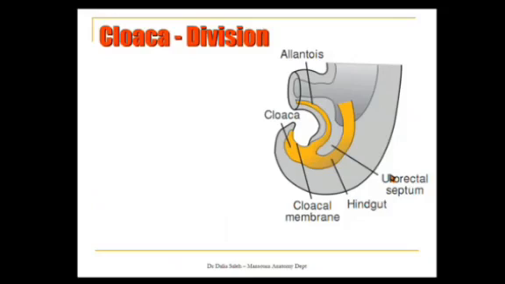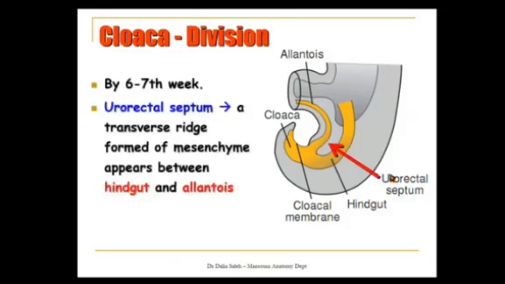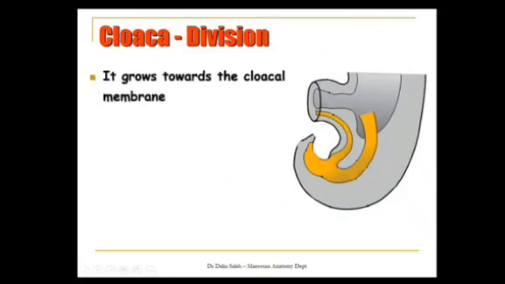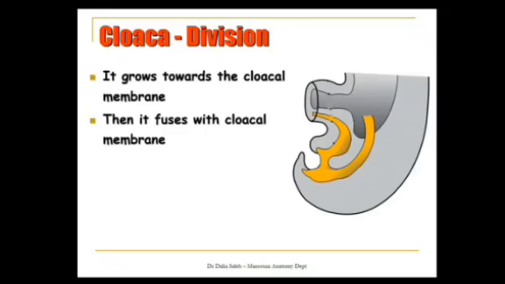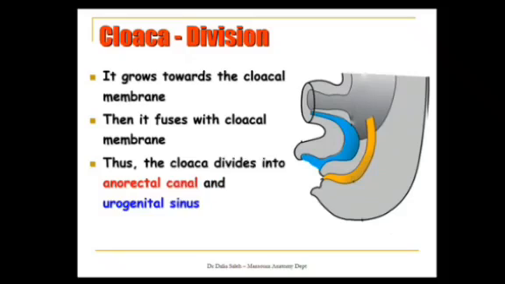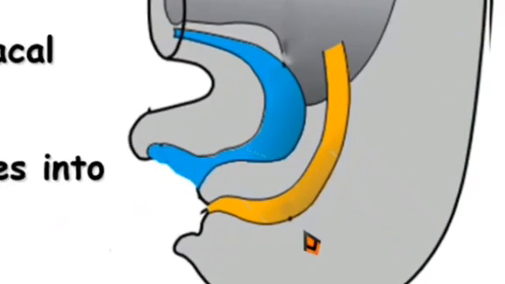Now, how is the cloaca divided? A septum made by the mesoderm, called the urorectal septum. It's a transverse ridge formed by the mesenchyme that appears between the hind gut and allantois. Again, this is the hind gut and this is the allantois, and this is the urorectal septum that appears between the two of them. It grows towards the cloacal membrane, then it fuses with it. Thus, the cloaca now divides into two separate parts.